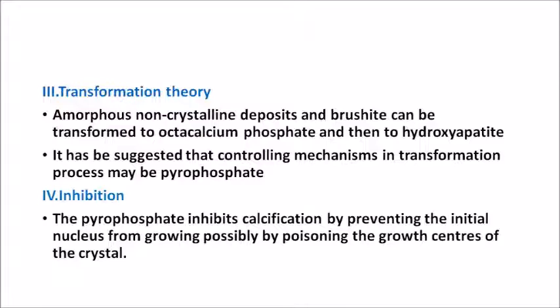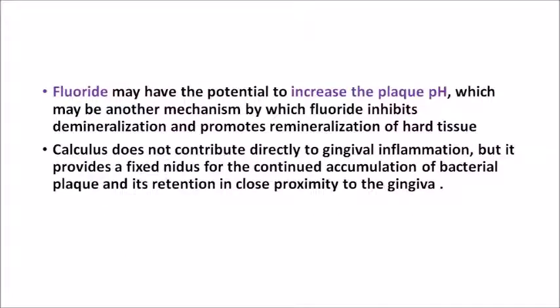The last one is inhibition theory. Inhibition theory states that pyrophosphate is usually an inhibitor of calcification or calculus formation. So whenever there is inhibition of this pyrophosphate, that is an inhibition of an inhibiting agent, therefore calculus forms. And in relation to this, I will tell you one more thing. Fluoride has the potential to increase the plaque pH, and we already mentioned whenever there is an increase in plaque pH, calcium phosphate precipitation occurs. Hence, it leads to remineralization of the hard tissues.